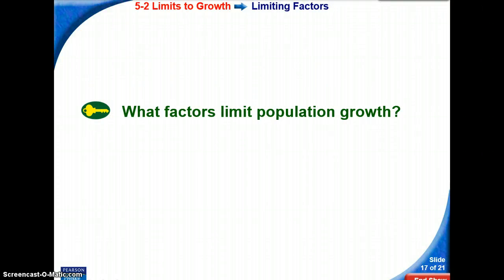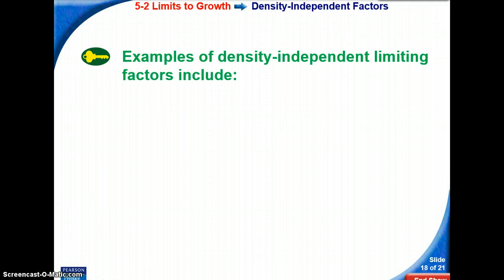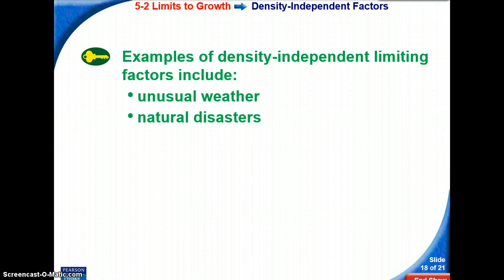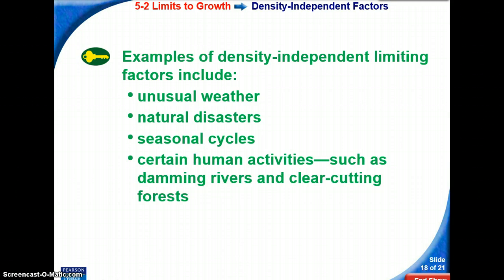What type of factors are going to limit population growth with these density independent limiting factors? Examples are unusual weather, natural disasters, seasonal cycles, and certain human activities such as damming of rivers and clear-cutting forests. These are going to affect a population in an area no matter what the size of that population. It doesn't matter how big the population is, big, small, medium, these are always going to affect the population growth, and they're going to limit that growth.